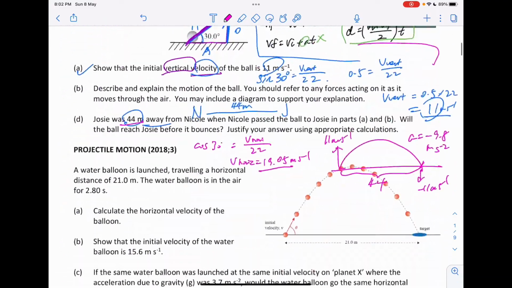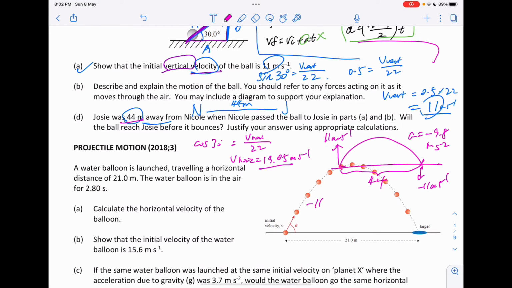So VF is minus 11 equals 11 plus minus 9.8 times t. So that will be minus 22 equals minus 9.8 t. So t equals 2.24 s.